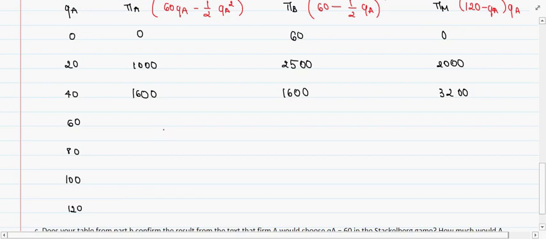Now quantity equal to 60, that is going to be 3600 minus 1800, so that is going to be 1800. Okay, over here 60 is going to be 900, and over here if the firm producing 60, it is going to be 3600 for the monopoly. Quantity equal to 80, that is going to give you 1600. Over here is going to give you 40, so that's 400, and over here is going to give you 3200 again.